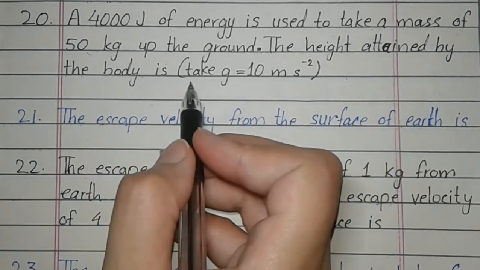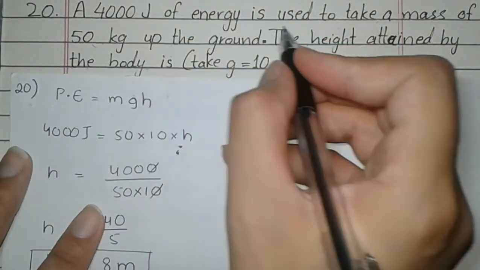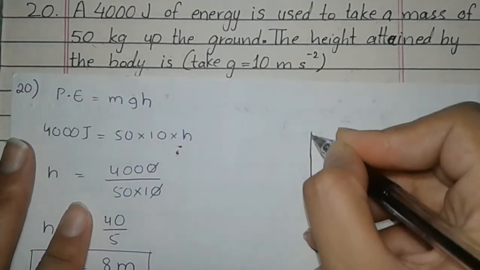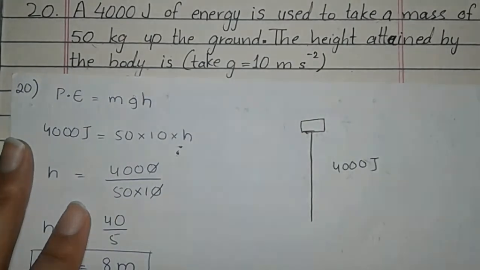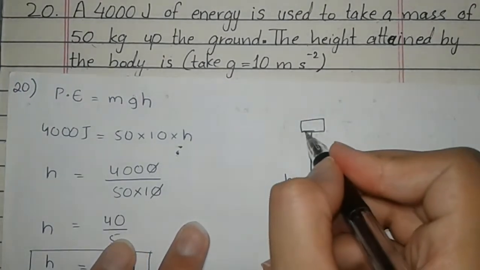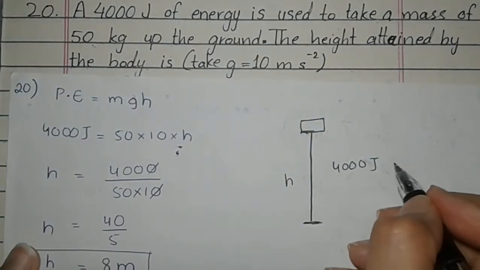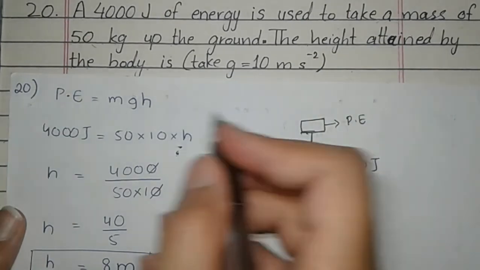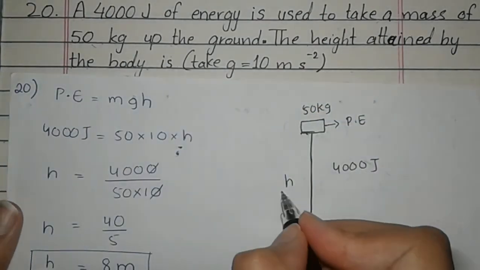A 4000 joule of energy is used to take a mass of 50 kg up from the ground. The height attained by the body is? Now look here, if we give a height to a body, it will need 4000 joule of energy. In this MCQ, it's a height h, and if we bring a body from ground level to this height, it will need 4000 joule of energy. This energy will be stored in the form of potential energy. The body is 50 kg, so we have to find the height attained by the body.